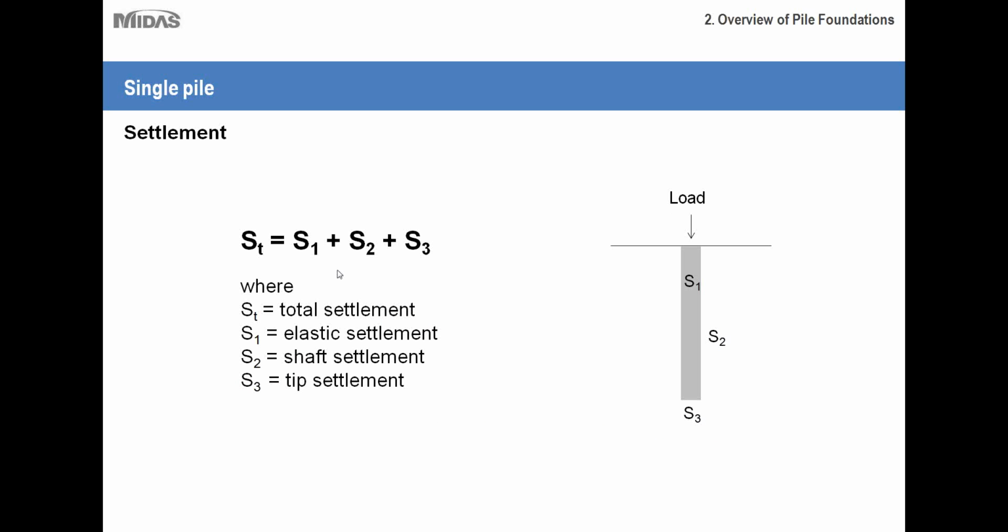Okay, another thing to keep in mind is the settlement. So the total settlement is just the summation of the elastic settlement, so the deformation of the pile once the load is applied to it; the tip settlement, so any sort of settlement that occurs at the base when the soil compresses; and then also shaft settlement, so the interaction or the skin friction that's occurring between the face of the surface here and the soil itself.